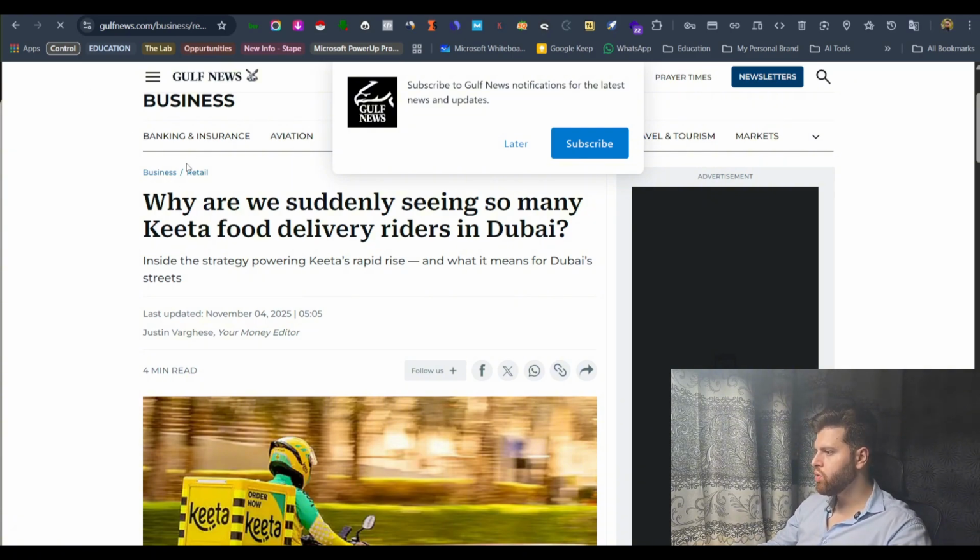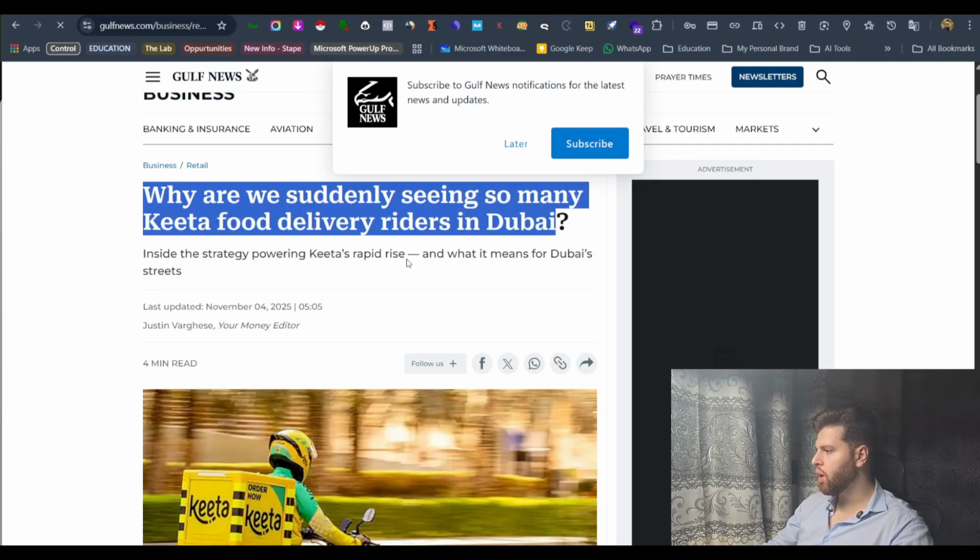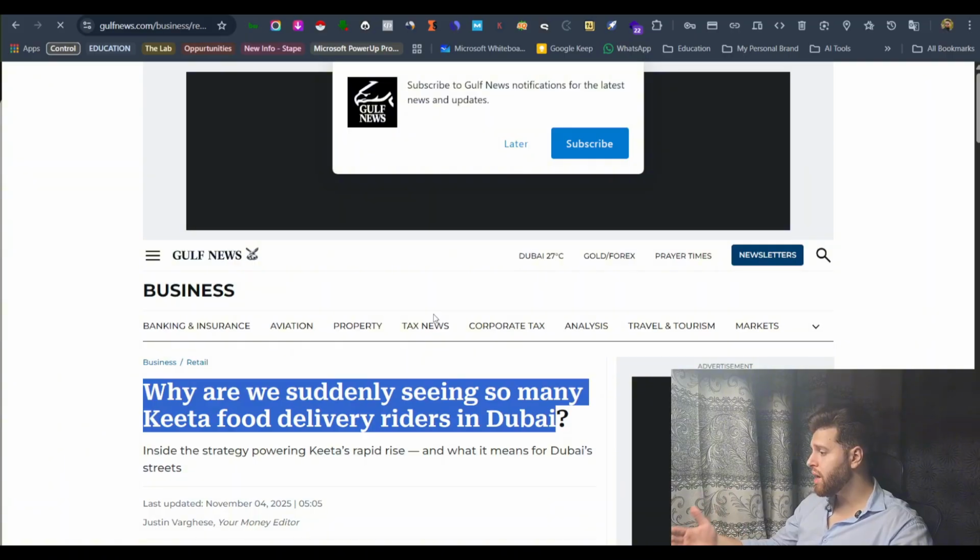This is from the Gulf News website. Why are we suddenly seeing so many Keeta food delivery riders in Dubai? Because the way that they came in is huge, like the market penetration that they did. And I saw their growth manager or team leader, I'm not sure what her name was. She was talking about the way they do market entry.